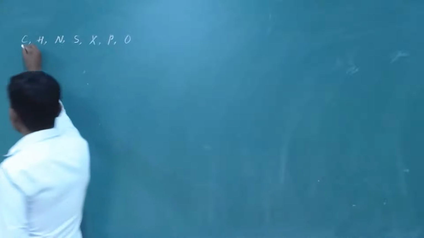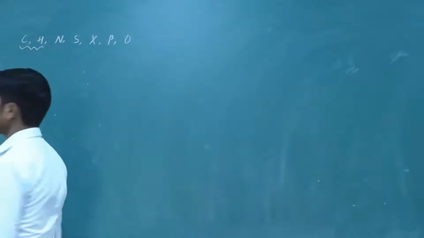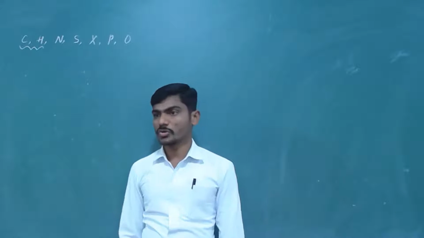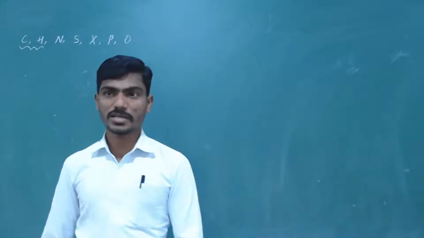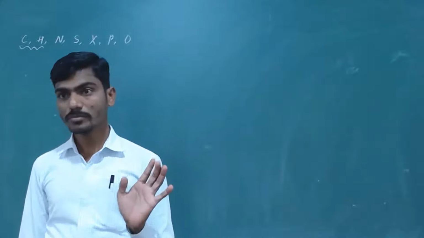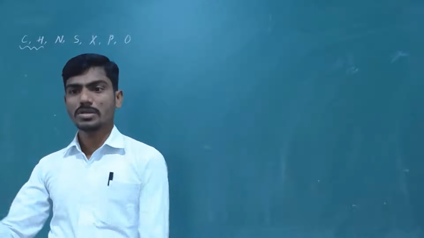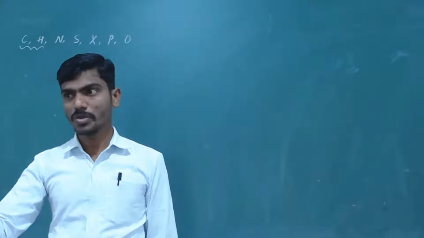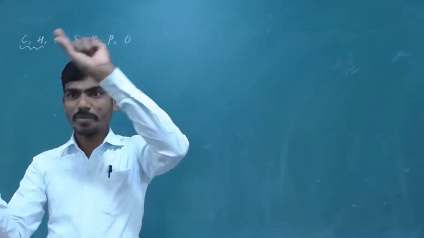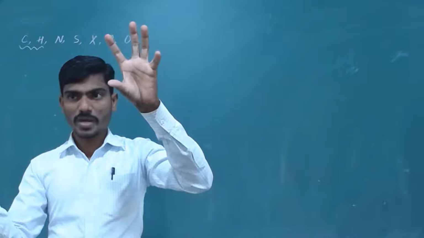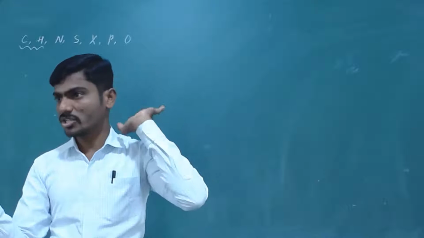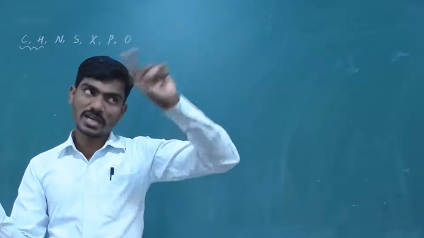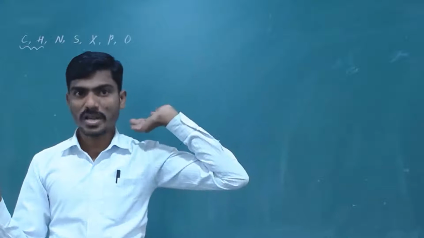The first two, carbon and hydrogen, can be detected by copper oxide test. As you know already, how the copper oxide test is conducted and what are the observations. Simple: the organic compound is mixed with the copper oxide and heated in a heating tube. The liberated gases are made to pass through a delivery tube containing anhydrous copper sulfate, and the other end is dipped in lime water.